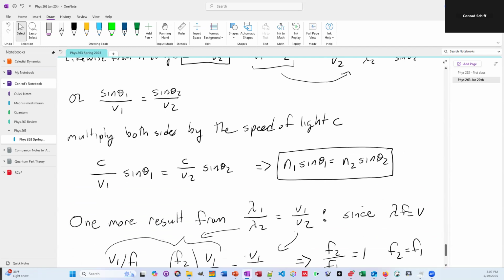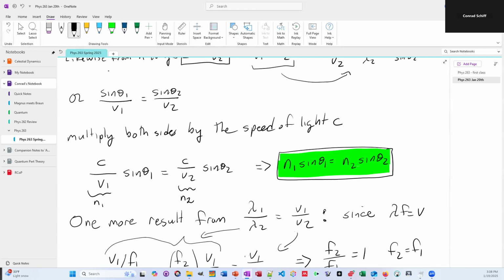And for convenience, I just put the speed of light over v1 and left sine theta 1 on the side, and likewise on the right-hand side with c over v2 and sine theta 2. And we recognize that this quantity is the index of refraction for medium 1, and this quantity is the index of refraction for medium 2. So what we've effectively done is, using Huygens principle, we now have at least a deeper theoretical understanding of Snell's law than just observing it.